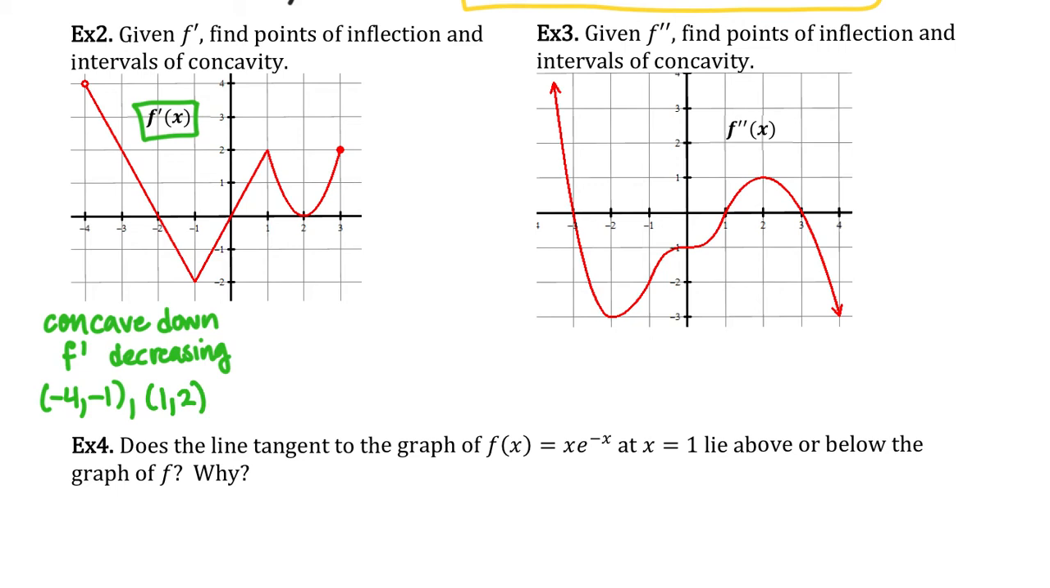Okay, now let's check when this is concave up. Because it has only given me the graph of f prime, I can only look at f prime and I can see when f prime is increasing. So where's f prime increasing? From x equals negative 1 to x equals 1. And then from 2 to 3.